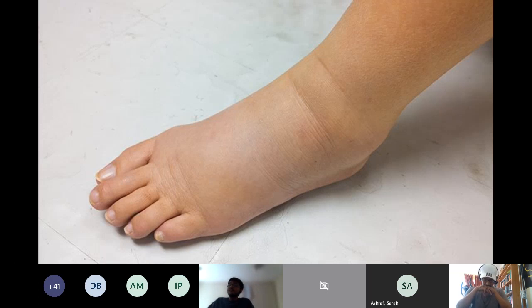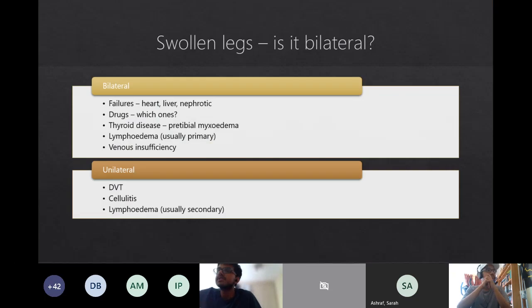Yeah, I mean, you can see a foot, but more specifically, this is pedal edema. And when you see edema in the peripheries, what is the question you want to ask yourself? Yeah, that's the most important question. Is it bilateral or is it unilateral? And that's because you get loads of different causes for bilateral versus unilateral edema.